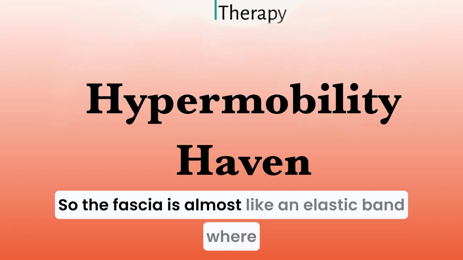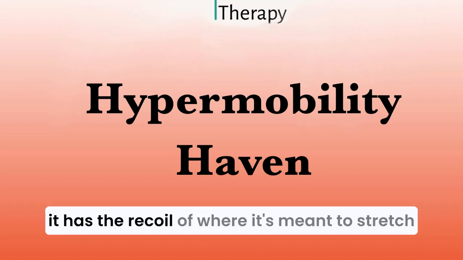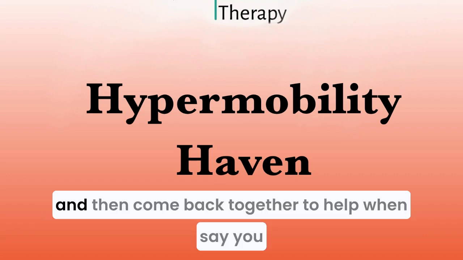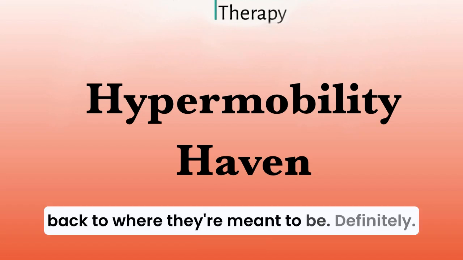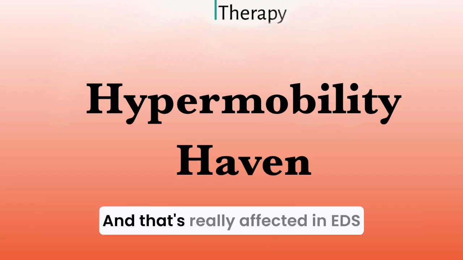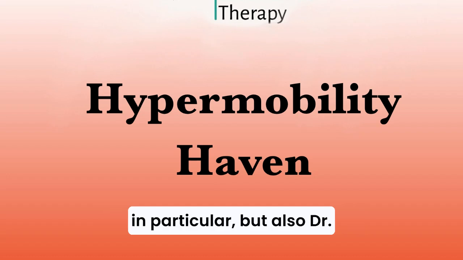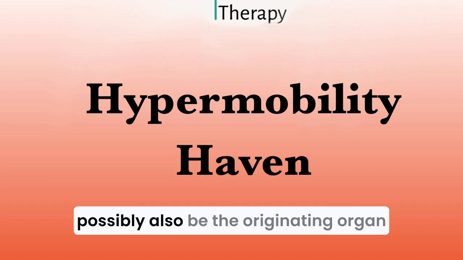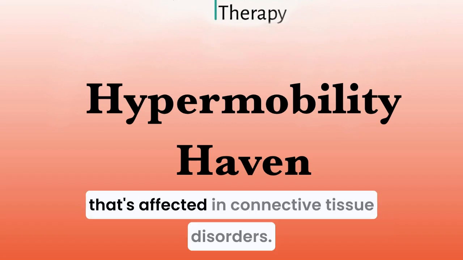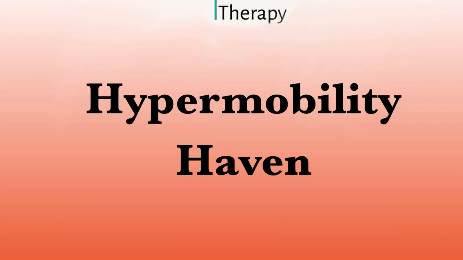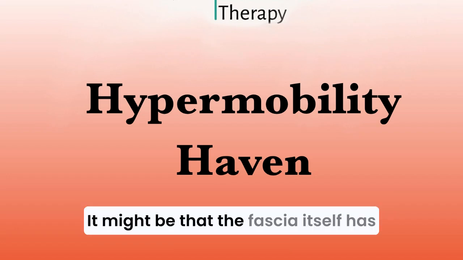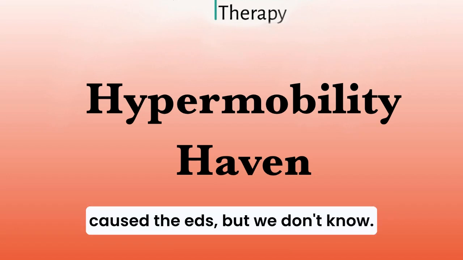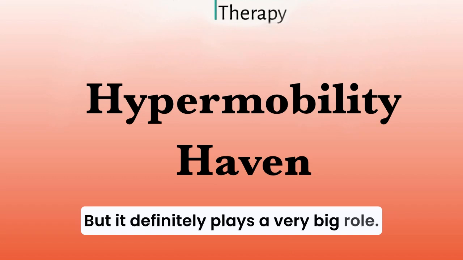So the fascia is almost like an elastic band where it has the recoil of where it's meant to stretch and then come back together to help, when, say, you roll an ankle, for example, to help bring your tissues back to where they're meant to be. Definitely, yeah. And that's really affected in EDS in particular, but also Dr. Wang was saying that it could possibly also be the originating organ that's affected in connective tissue disorders. So it's not necessarily that the EDS has caused that. It might be that the fascia itself has caused the EDS, but we don't know. But it definitely plays a very big role.